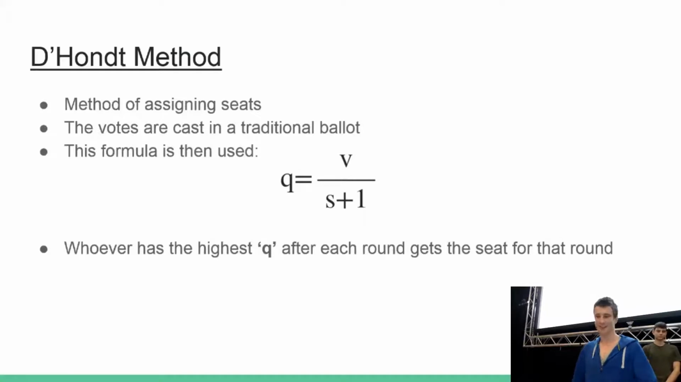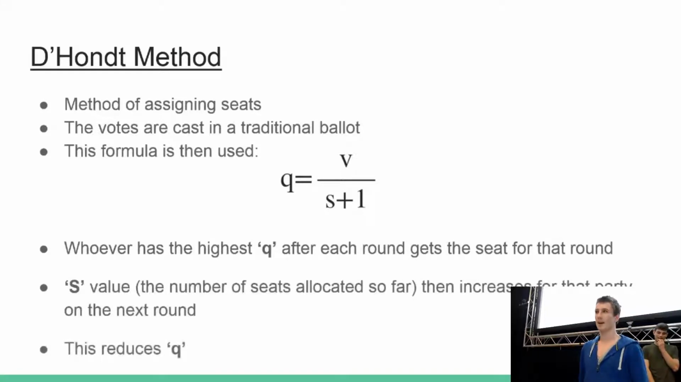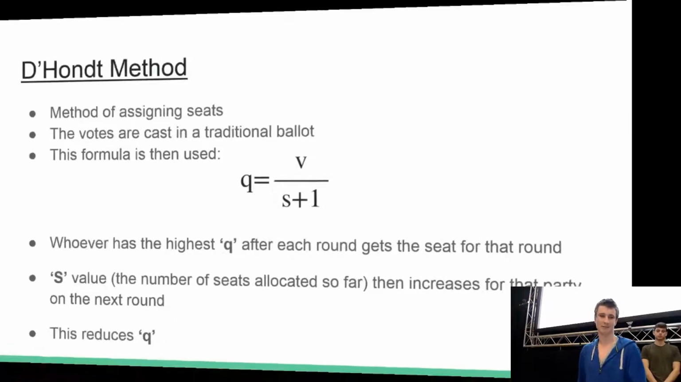the seat on the first round goes to the party with the most votes, but then this means that S increases, so their Q decreases, meaning that the next seat is probably going to go to a different party.